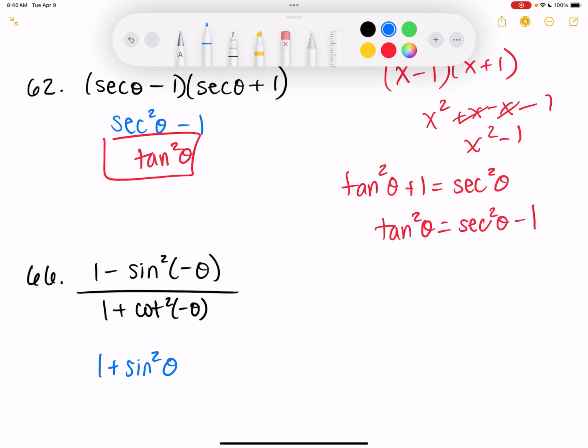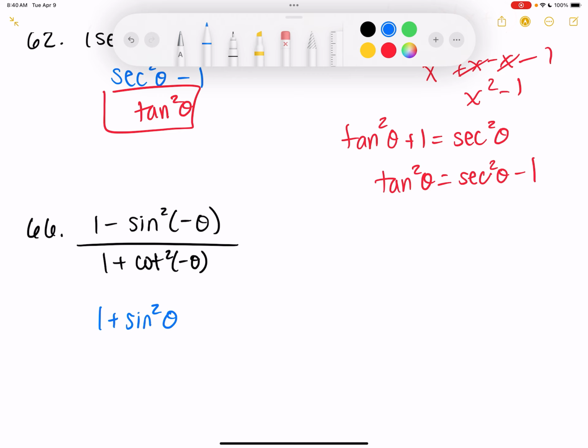What about cotangent? Does it go out front or? No, it goes away. Yeah. Are you sure? Yeah. No. It goes out front also. So this is going to be 1 minus cotangent squared theta.